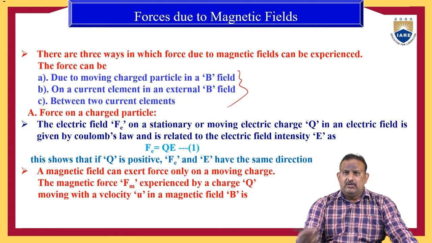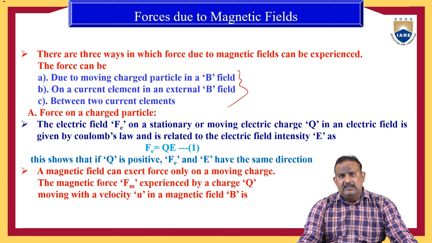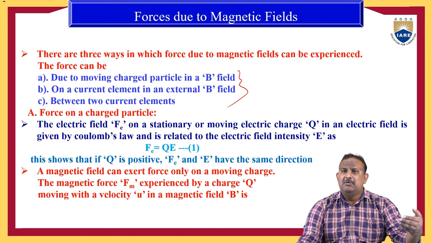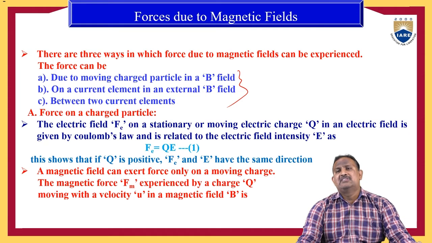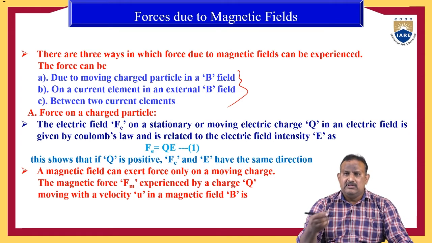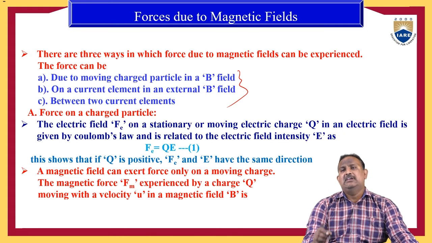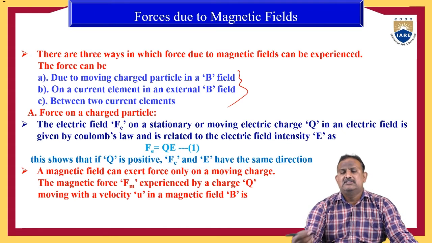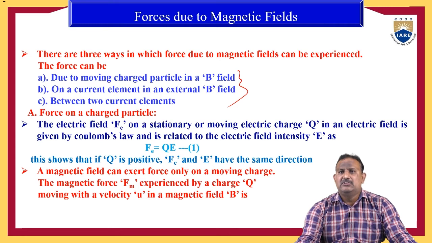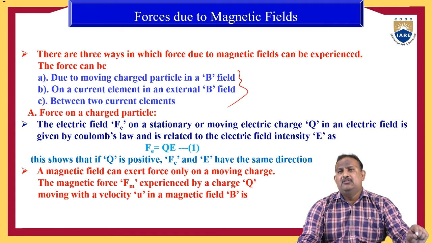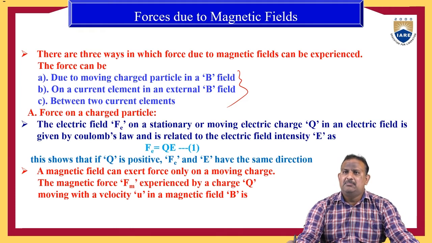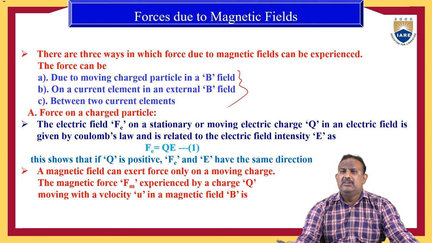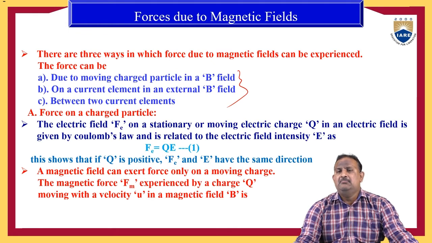To find the force on a charged particle, the charged particle may be stationary or it may be moving with some initial velocity. When the charge is stationary, we need to assume the electric field. When the charge is moving with some velocity, we need to assume the magnetic field. Therefore, we need to assume both electric and magnetic fields.